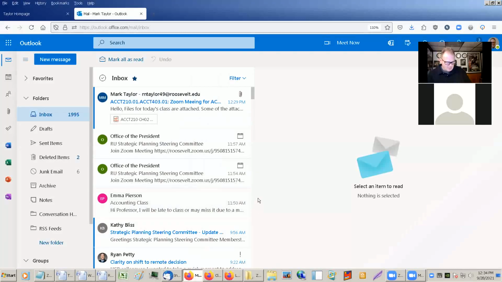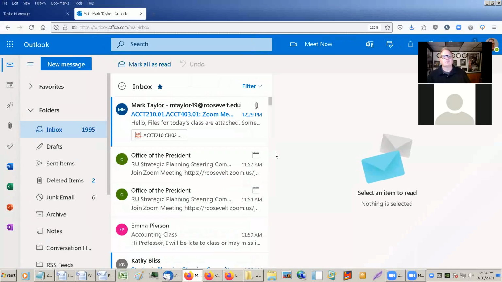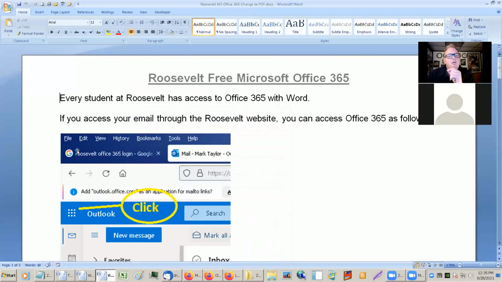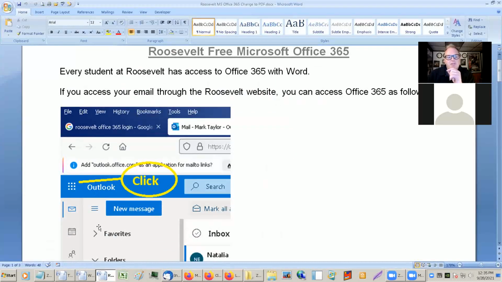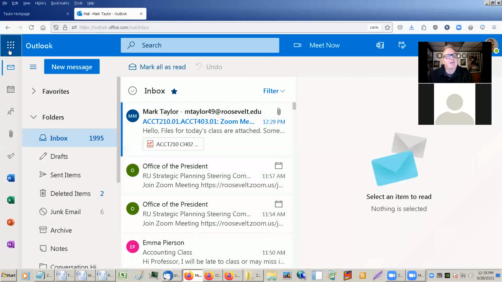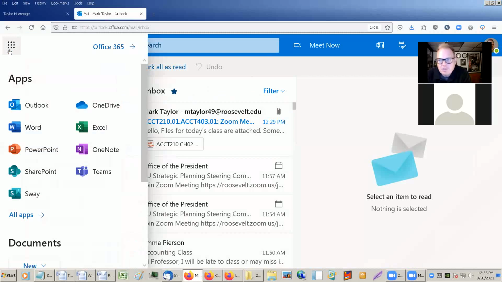Okay, so this is the email. And this is just going through the school's website for the email. And if you go to this square thing up in the corner here, this grid, I guess, you click on that, and there is all the stuff that you can use in 365.